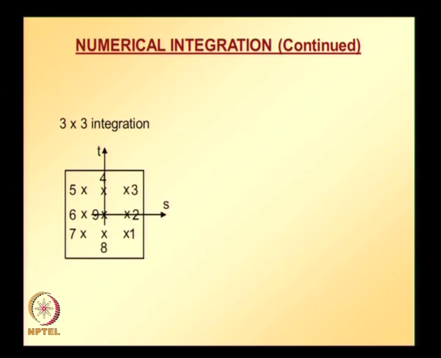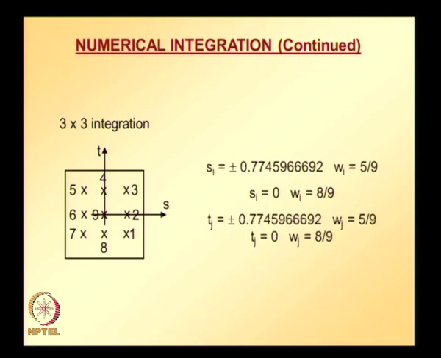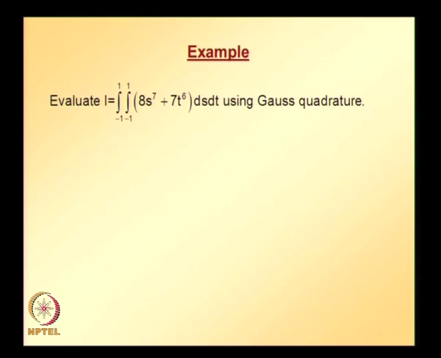Similarly, 3 by 3 integration, the locations of integration points along s direction and the locations of integration point along t direction are given, the corresponding weights are given. So, by taking Cartesian product we can get the coordinates of all integration points, and this we can apply to evaluate this integral using Gauss quadrature.